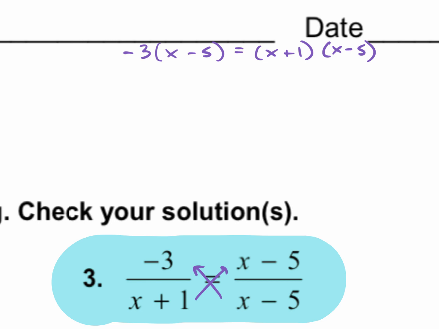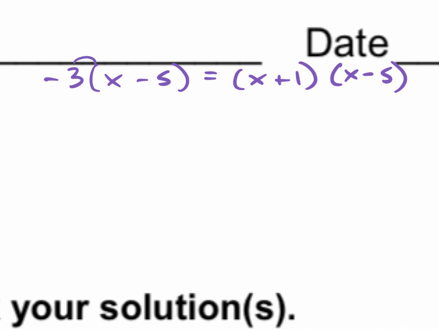What is x minus 5 divided by x minus 5? 1. So we could almost just save ourselves the work and just call this 1 and still cross multiply and make it a little bit easier, because x minus 5 and x minus 5 are the same thing. But let's do it this way. We'll work it out.